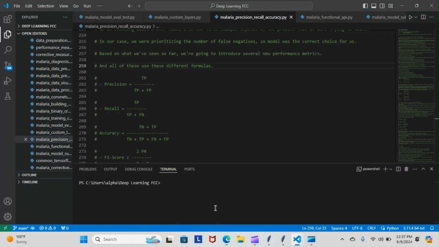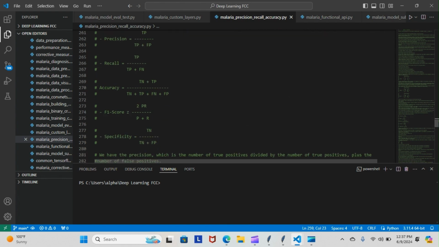Yesterday, if you recall, we went over the confusion matrix, and today we're going to pick up where we left off. Based on what we've seen so far, we're going to introduce several new performance metrics, and all of these use different formulas. For the precision, we have the true positive divided by true positive plus false positive. For the recall, we have the true positive divided by the true positive plus the false negative. For accuracy, we have the true negative plus the true positive divided by the true negative plus the true positive plus the false negative plus the false positive.